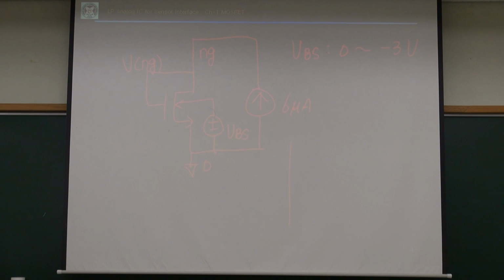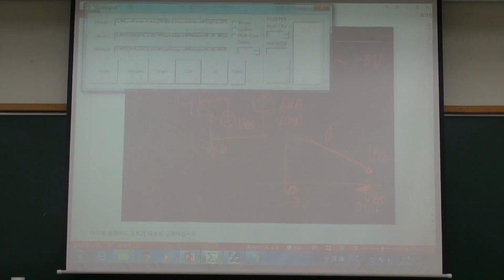So I will draw. Maybe this way, -3, 0. And I can find something like that. So at VBS is 0, this is my VTO, right? This slope maybe, from this slope, I can calculate the gamma. Okay? Okay, so let's do it.